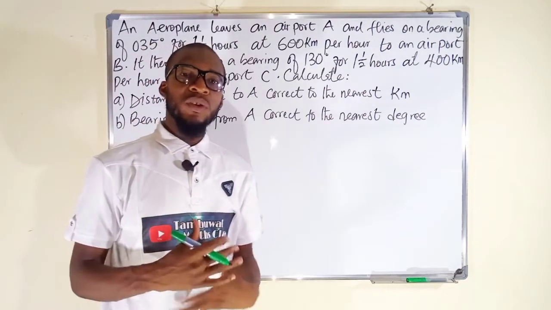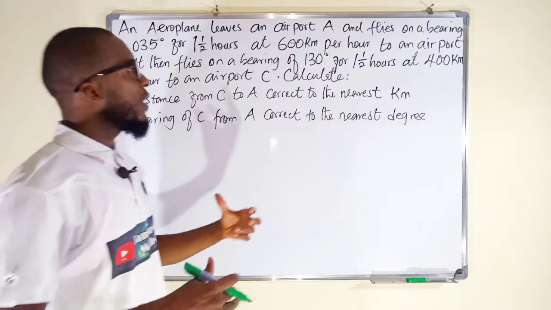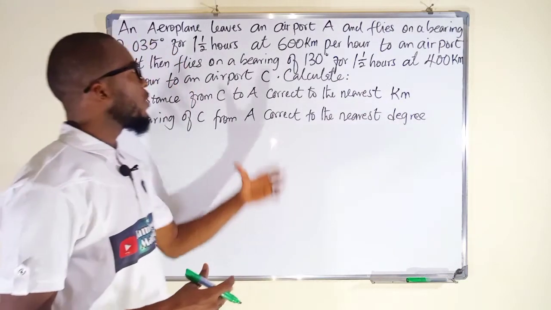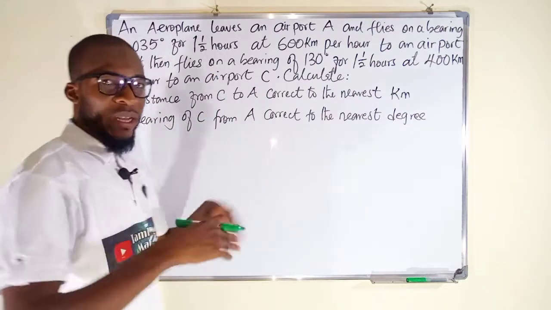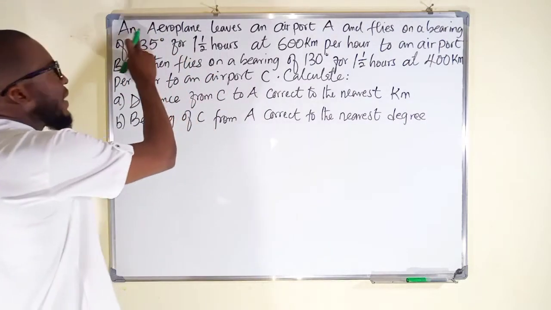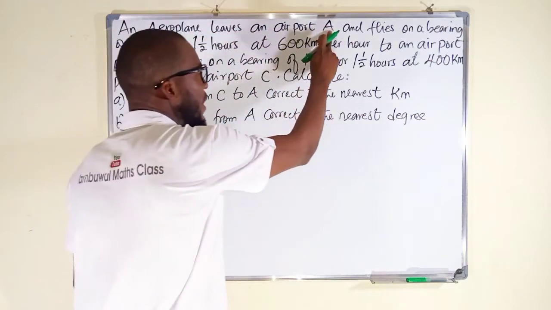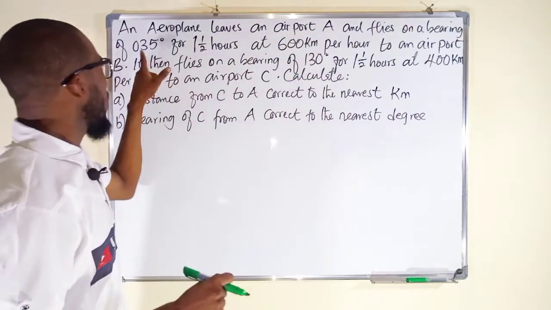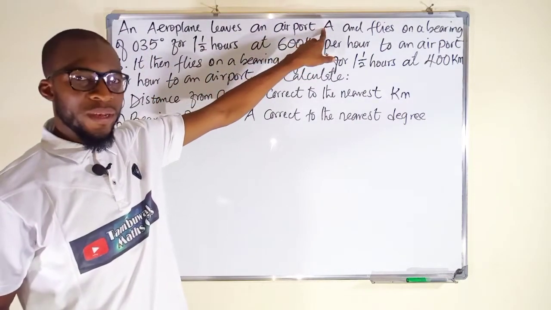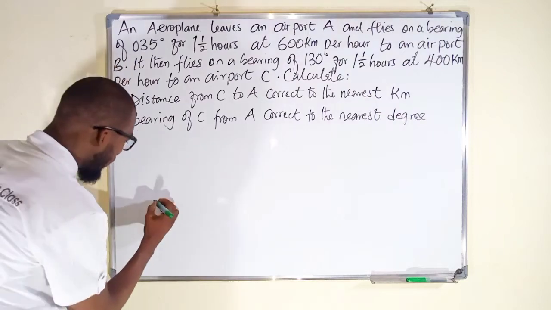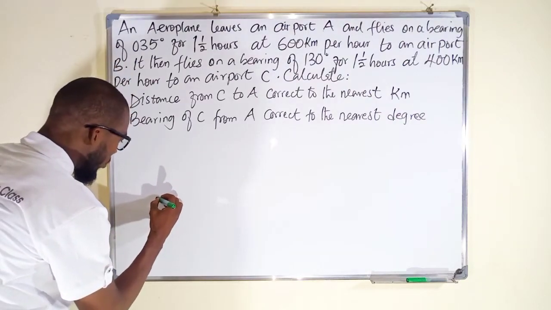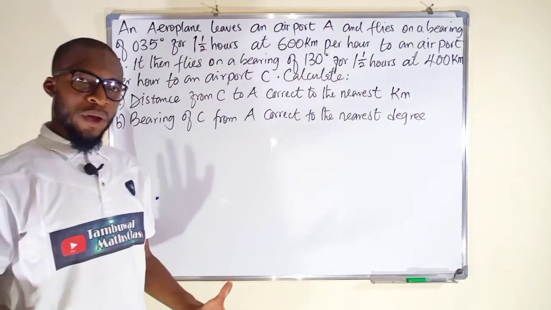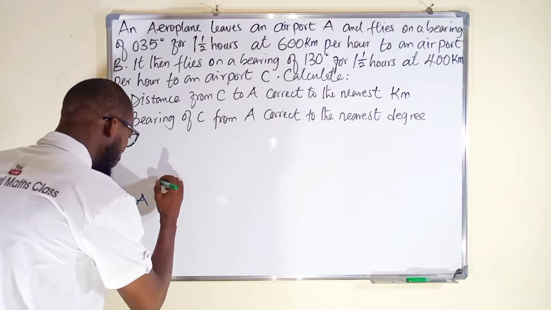And where are we going to construct this 35 degrees? Remember that the word from will always determine where to construct the angle. But in this question, there's nothing like from. But you can see that an aeroplane leaves an airport A. So this is exactly where it started. And therefore, we're going to construct that angle 35 degrees at point A. So assuming this is the first point A, every point has a north pole. So this is the north pole.